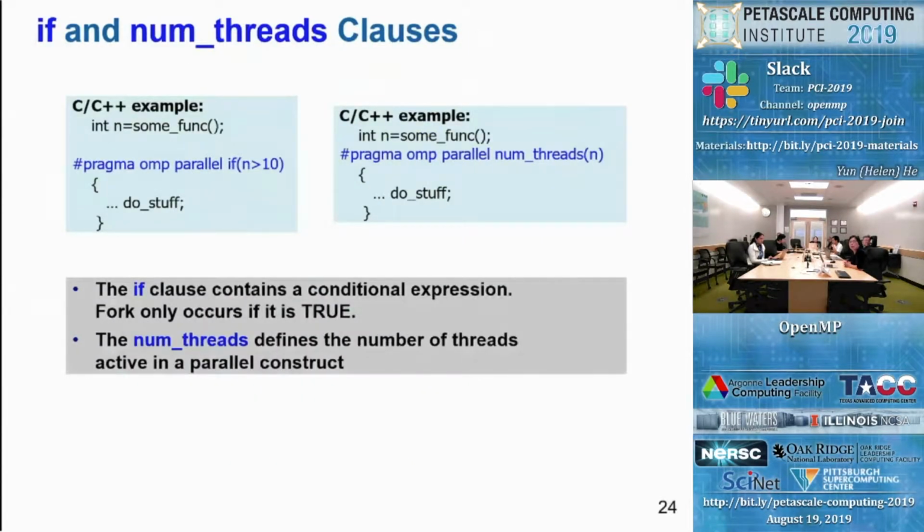There are clauses you can add, such as if or num_threads. You can say how many threads you want for this parallel region, and also if my region is too small, I don't want a parallel region. So these things you can add. Next slide, please.